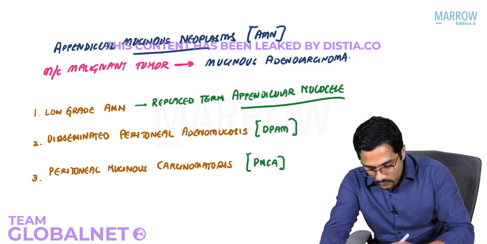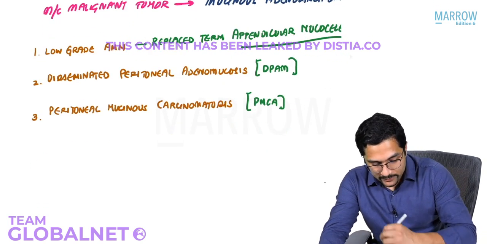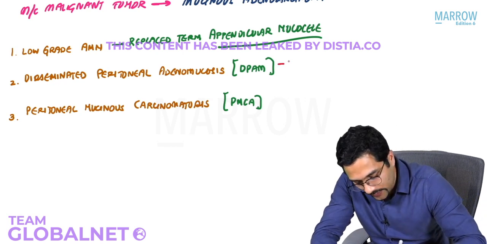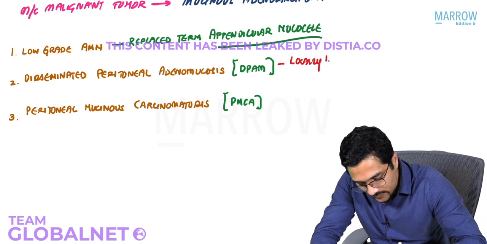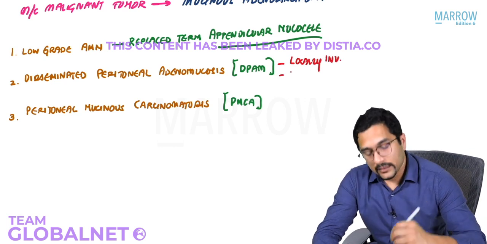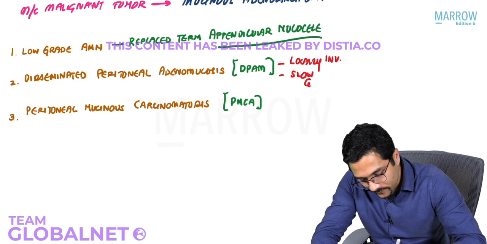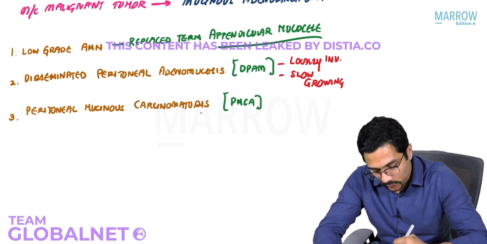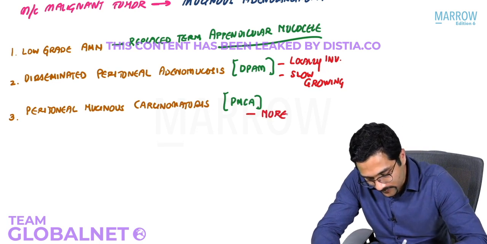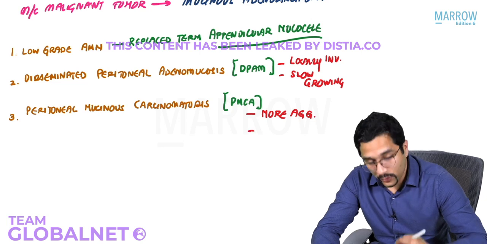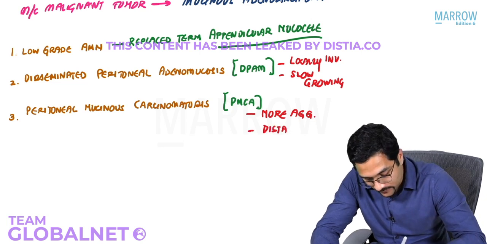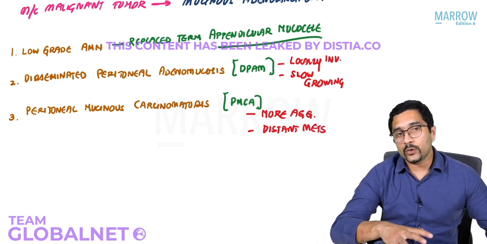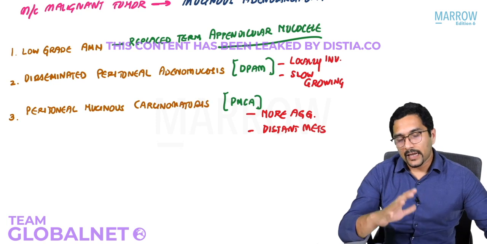Now between the last 2, DPAM, that is disseminated peritoneal adenomucinosis, is just locally invasive and slow growing. Whereas peritoneal mucinous carcinomatosis is more aggressive, and this can also show distant metastasis. So these are the 3 new terms which have been mentioned in the latest Sabiston, and you should know about them.